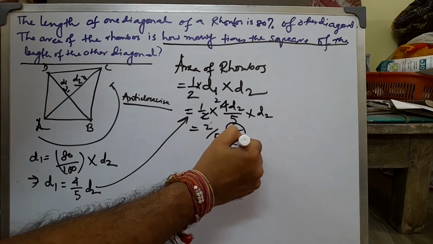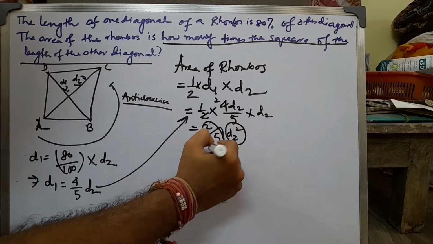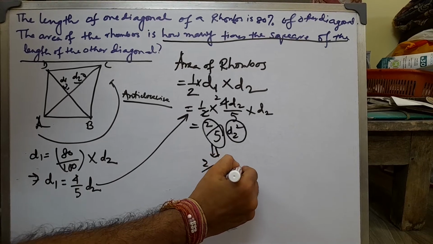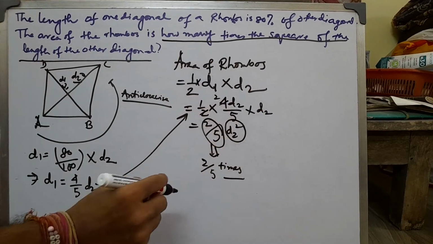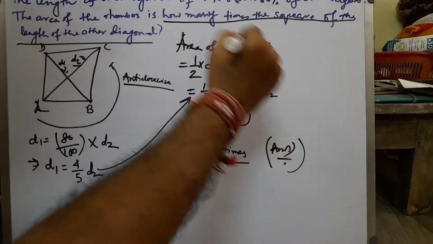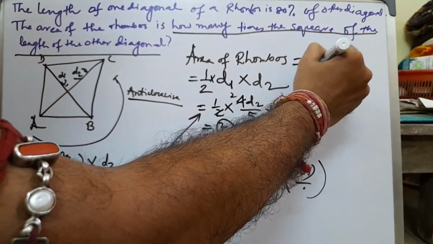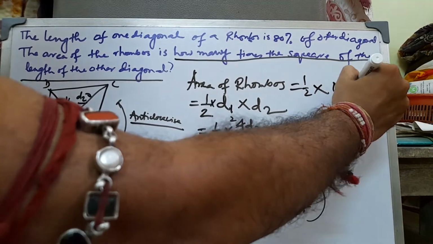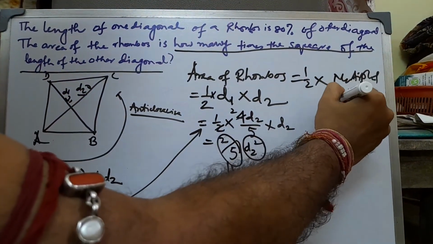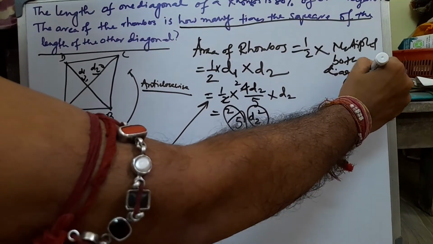So the area is how many times the square of the length of the other diagonal? The square of the length of the diagonal is D2 square, so it is 2 by 5 times the square of the length of the diagonal. That is the answer. And the area of the rhombus is half into the multiplication of both diagonals.